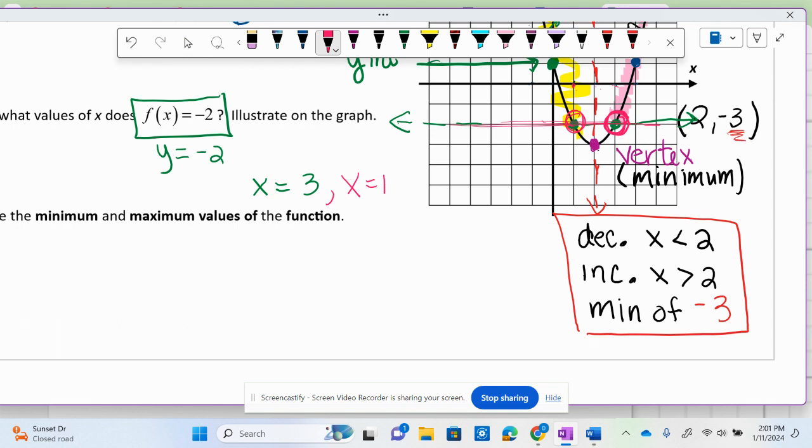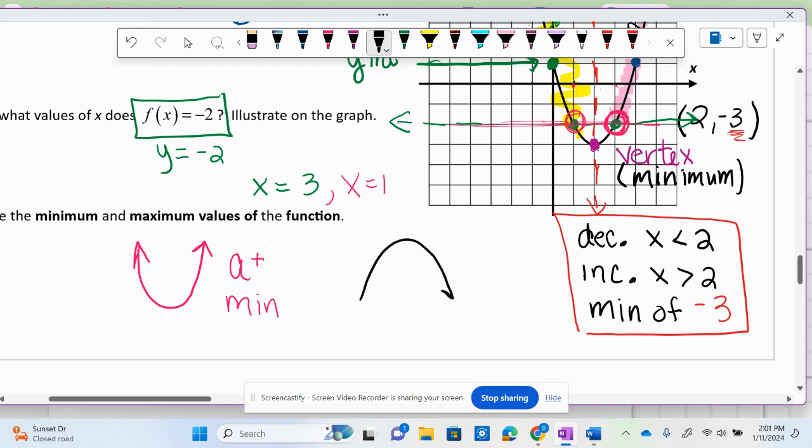The last question says state the minimum or the maximum, and Parker told us that we had a minimum of -3. This graph opens up. That means that A is positive, and you're going to have a minimum. I remember that A is positive because this looks like a smile. If A is negative, your leading coefficient, your graph is going to be what? Sad. It's going to frown, and that means that you have a maximum. Your high point, your vertex is going to be a maximum, where this vertex is a minimum.